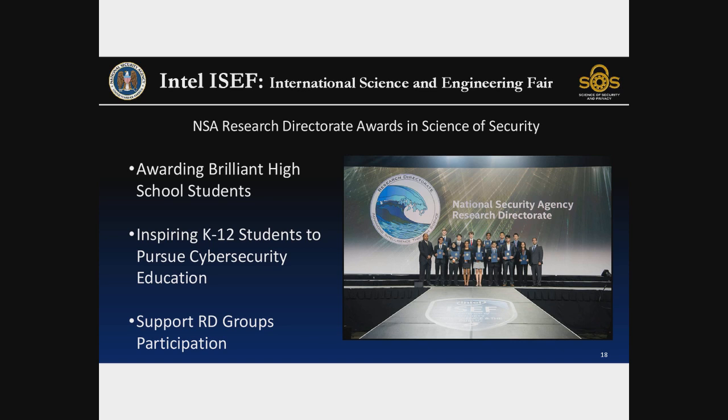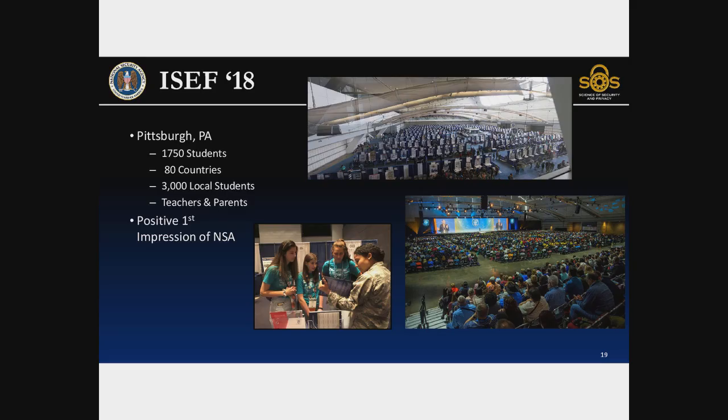So we get support from across research, so we get mathematics prizes and things like that. Here's some more pictures. You can see half the display hall. Last year there were 1,750 students from around the world, 80 countries. Then we had local kids come there, and we have teachers and parents. So there's almost 10,000 people that are there, and NSA is recognizing, showing the importance of cybersecurity research.